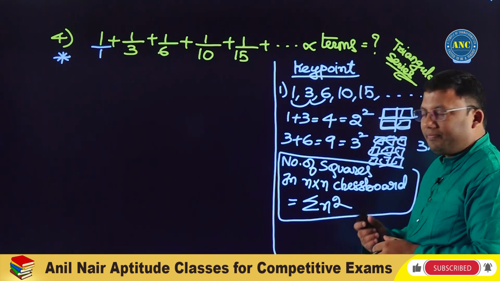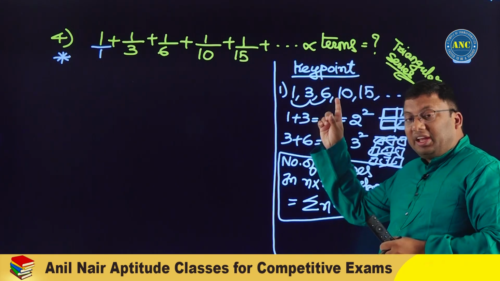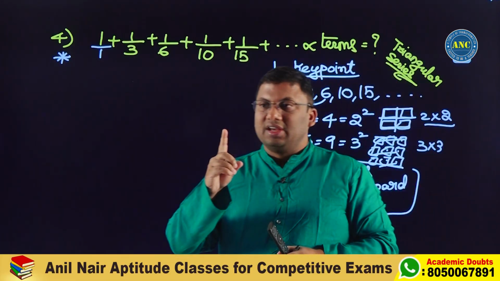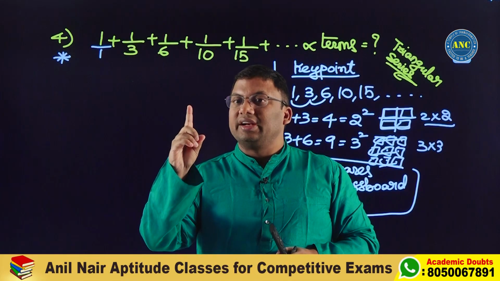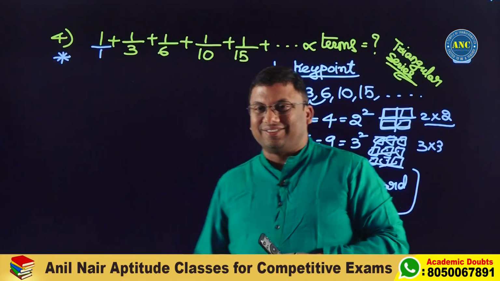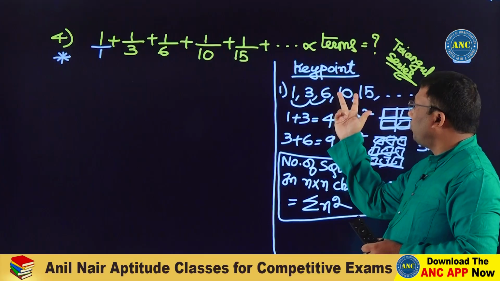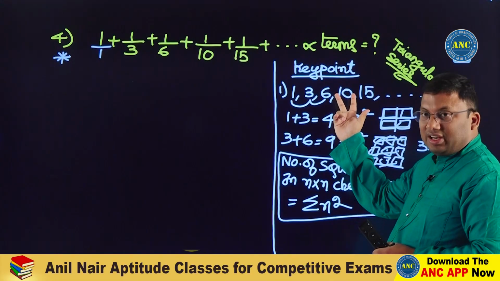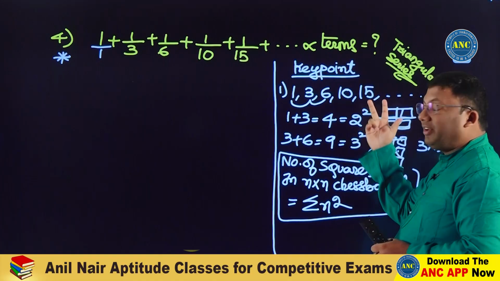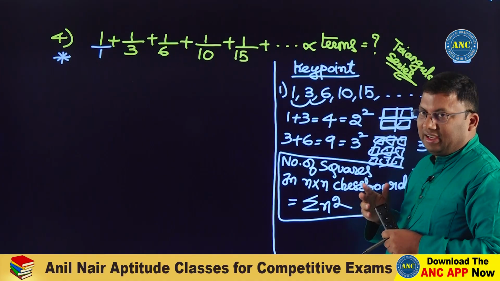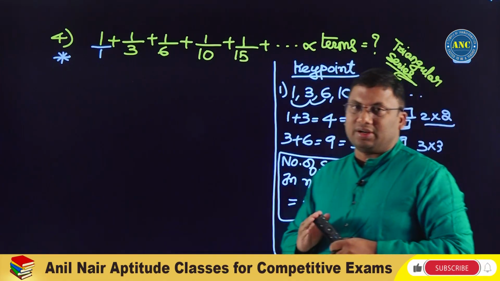Triangular series. The sum of any two consecutive values in a triangular series is a perfect square. Please write down, any two consecutive: 1 plus 3 is 4. 6 plus 10 is 16, which is 4 squared. 15 plus 10 is 25, which is 5 squared. Please write down that point.